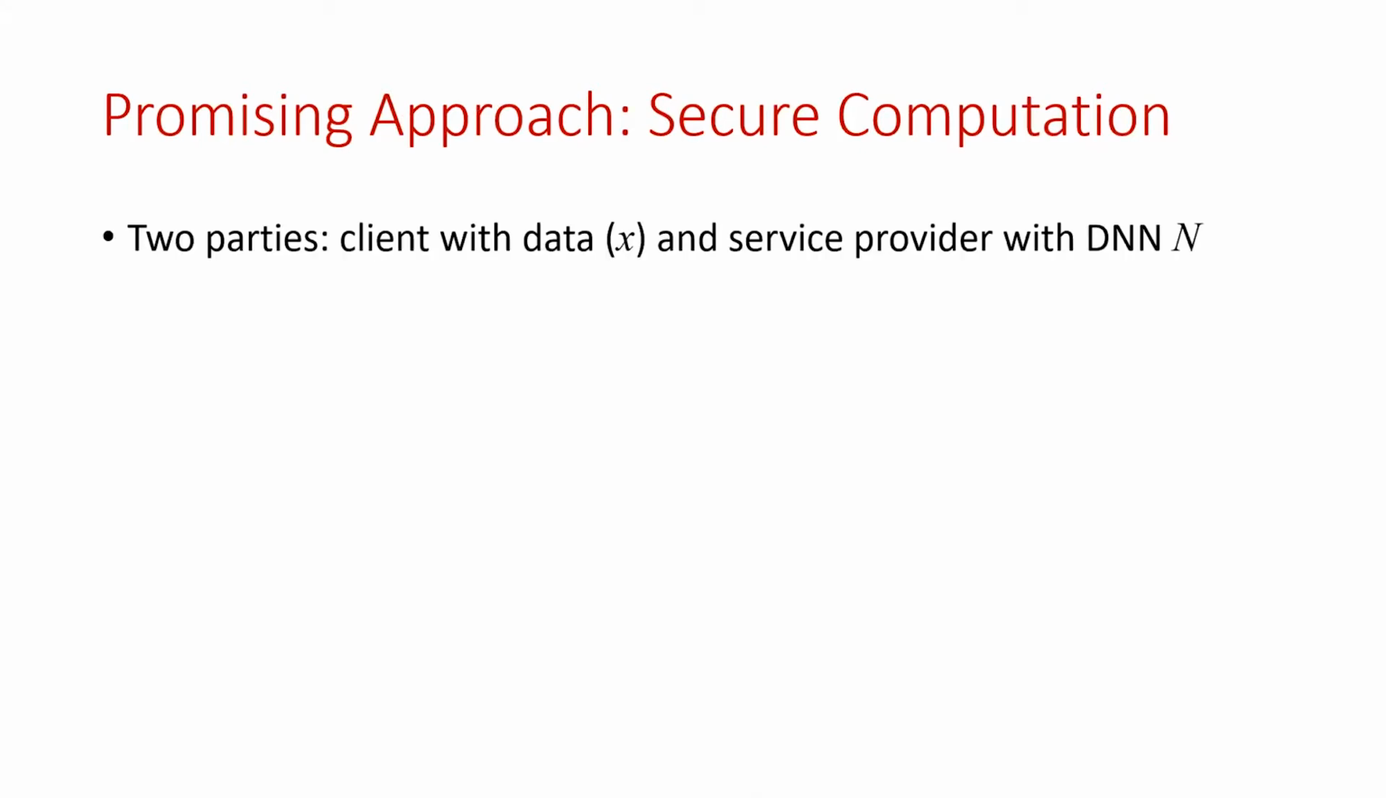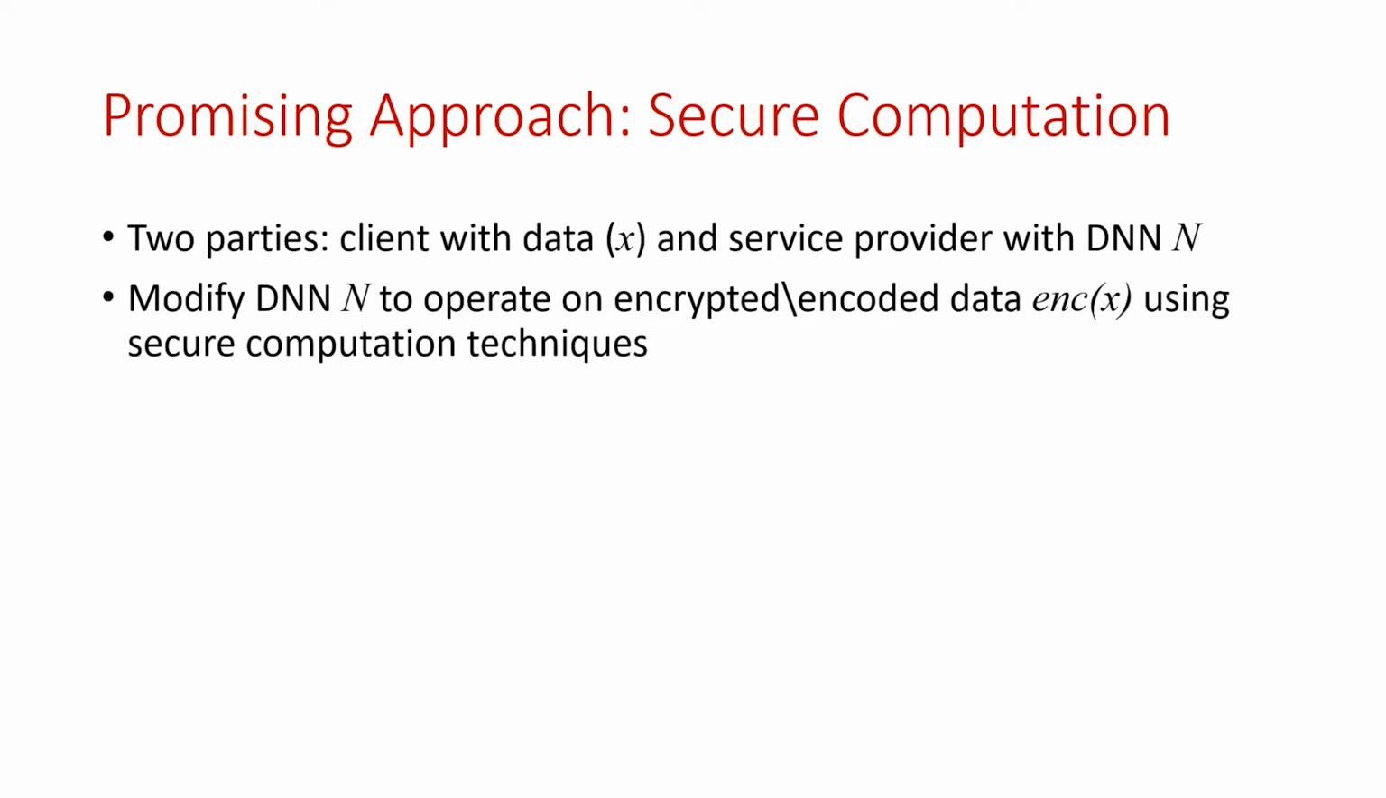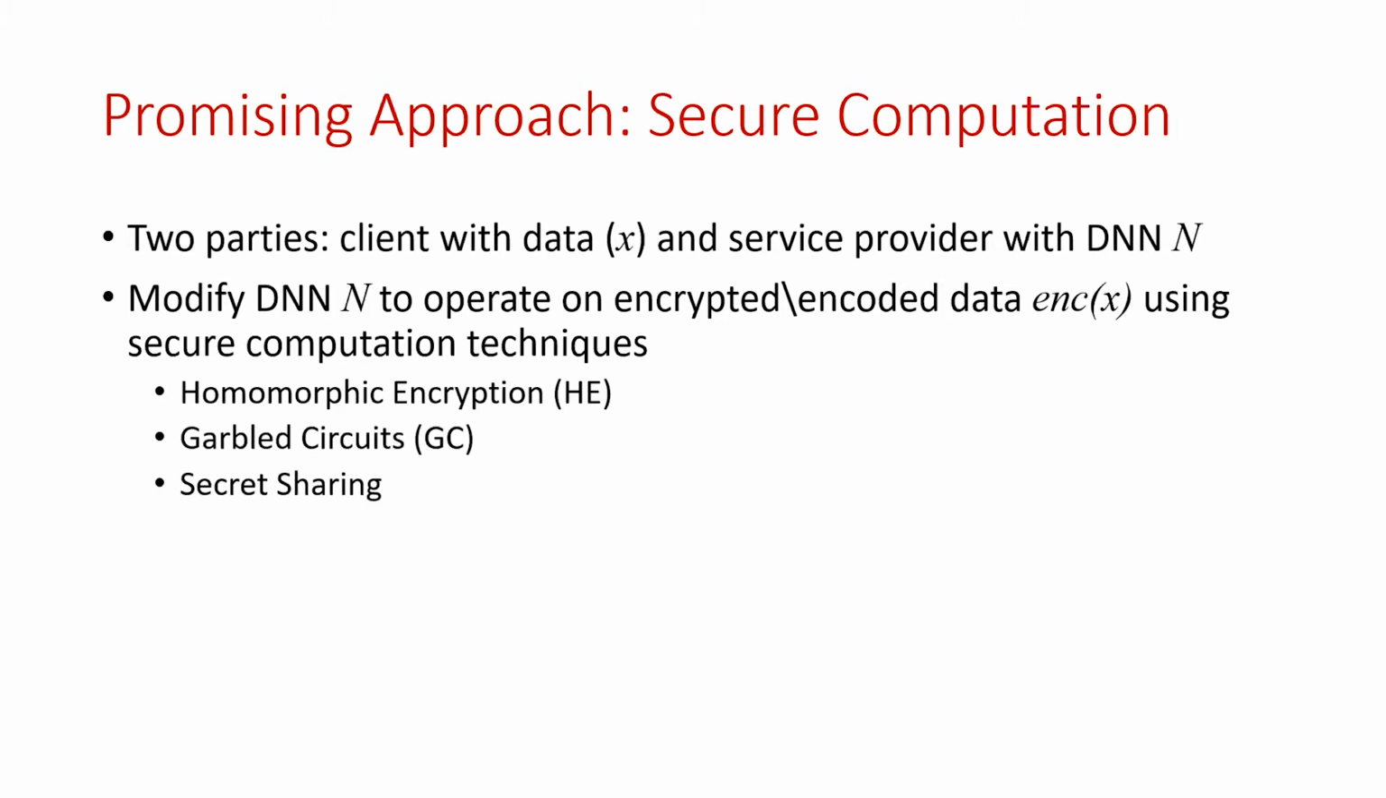We can think about this as a two-party computation problem, where we have the client with data X, the MRI images, and we also have the service provider with a neural network N. And we would like to modify the neural network N to operate on encrypted or encoded data using techniques from secure computation, which are mainly homomorphic encryption, garbled circuits, or secret sharing.